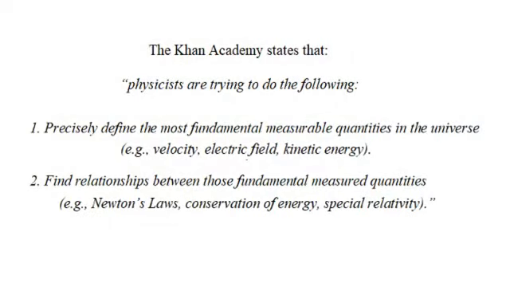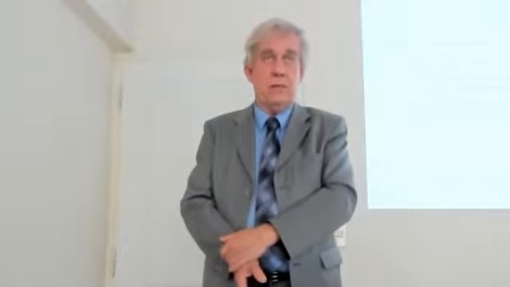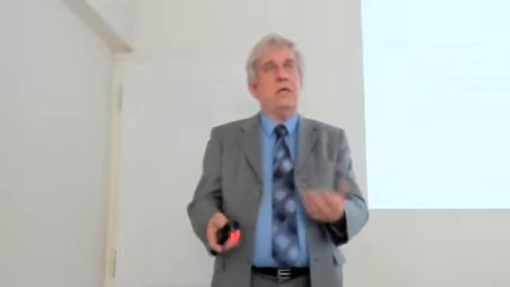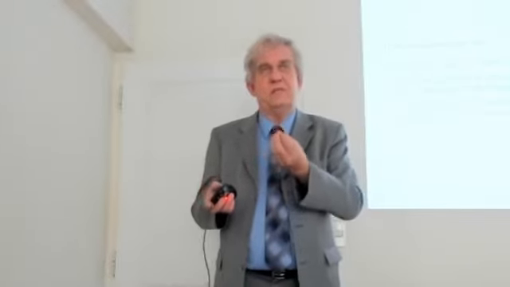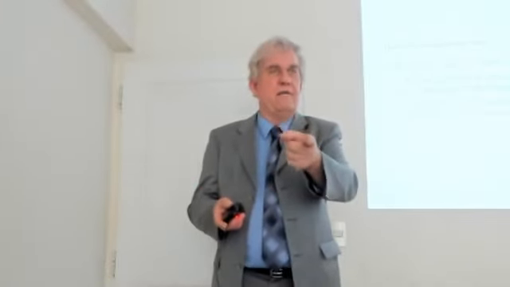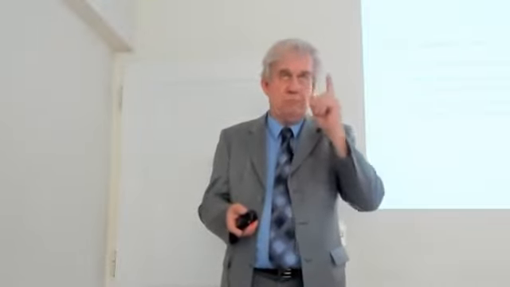It says, precisely define the most fundamental, measurable quantities in the universe. And the second one, find relationships between those fundamental measured quantities. Is this what physics is about? Quantities? Just numbers? Again, we're saying how, but from this description point of view, we're not saying how from an explanation point of view. We still don't understand what the mechanism is by following this. If this is what physicists do, they're not physicists. That's going to be my argument.